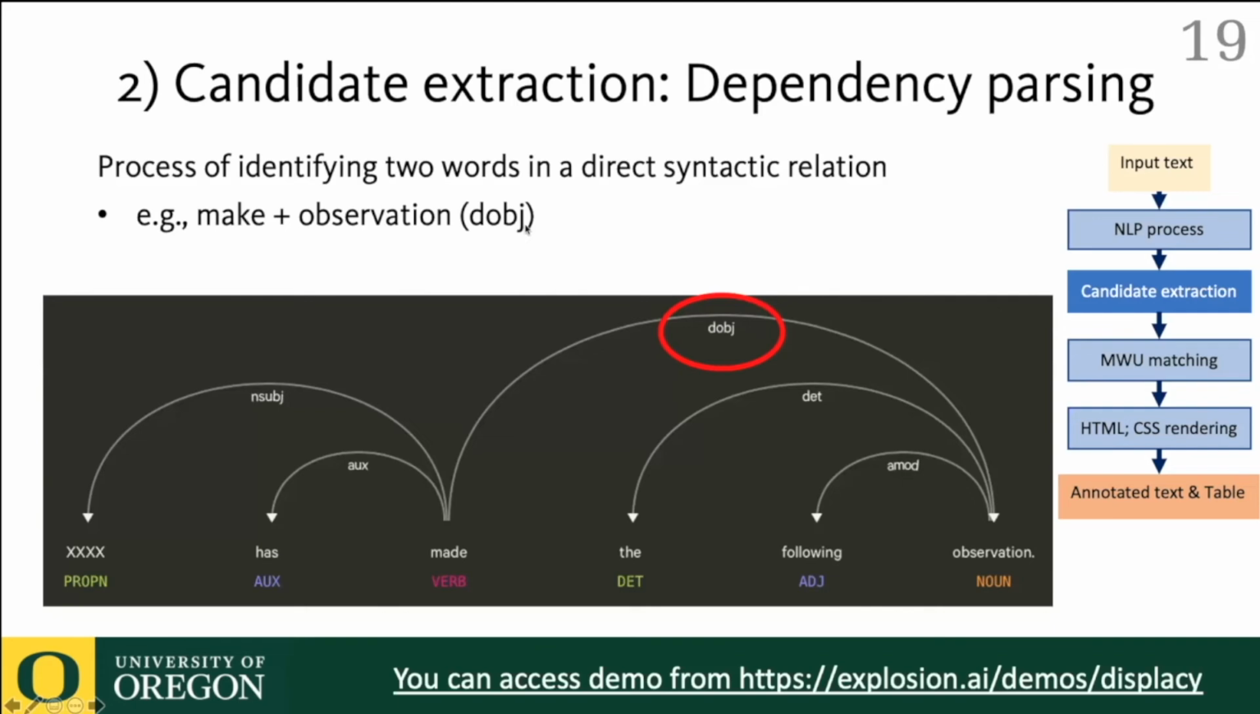Another type of extraction is dependency. Dependency is a process of identifying two words in a direct syntactic relationship. So if you are interested in the verb and object combination, you can parse the sentence automatically using the spaCy dependency parser, and then connect directly between "made" and "observation". By doing this, you can extract "make" and "observation" as a direct relation, and then retain it for the next step.